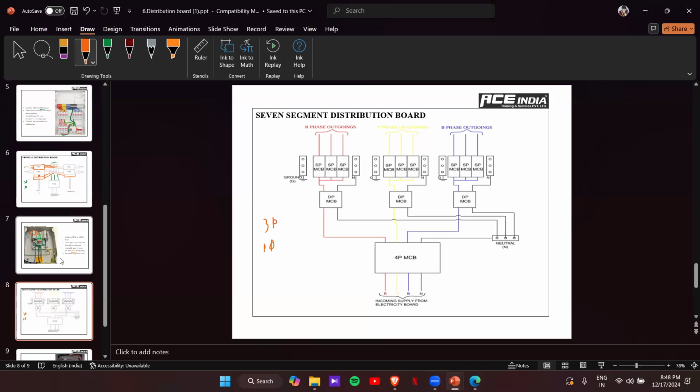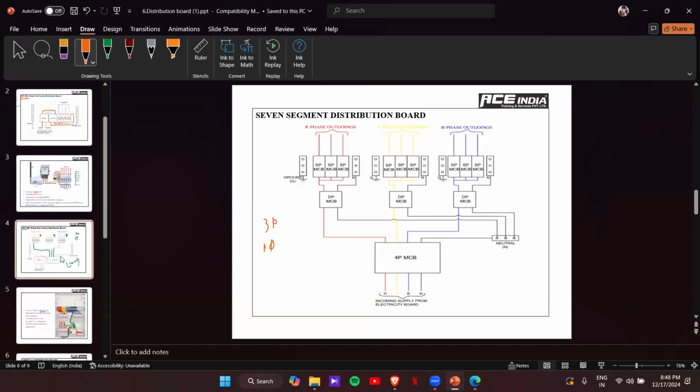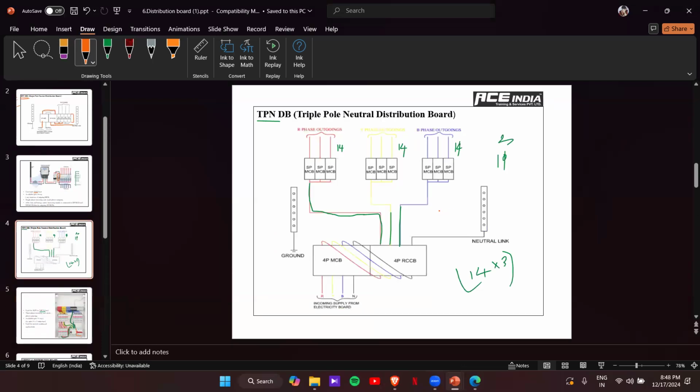Okay, so let's compare with the TPN here. Here you can see the 4-pole RCCB. From the 4-pole RCCB, it is directly going to what? Single pole MCBs. Okay, so let's consider if you have a fault in the B phase. This is the B phase. If you have a fault in B phase, this fault will be reflected onto the RCCB, right?